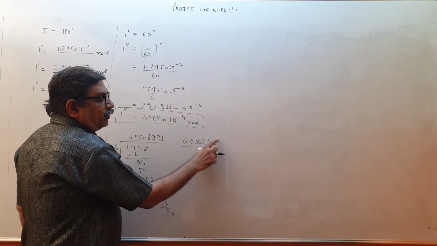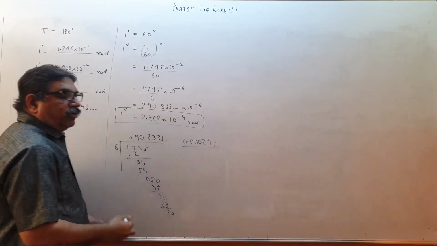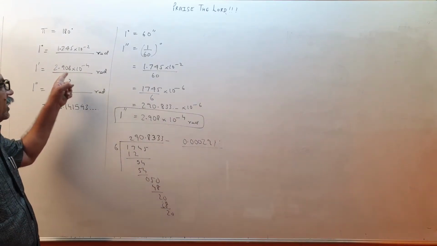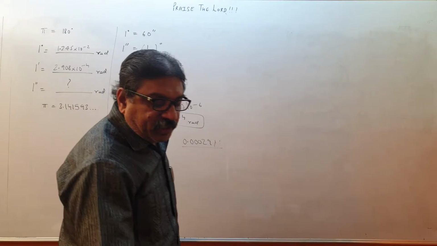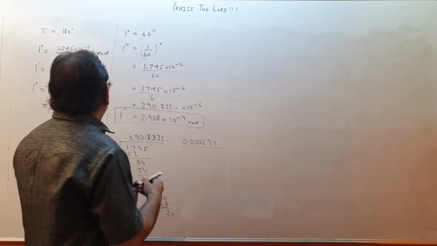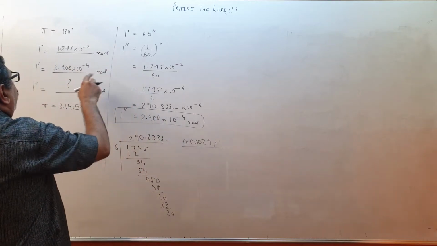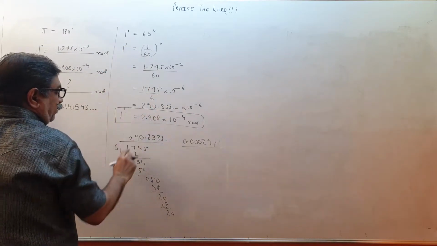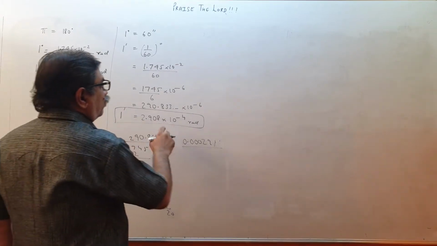It doesn't matter if I reduce this and make it 1. It won't affect too much. Therefore, sometimes we write it as 2.91 also instead of 2.908. So that is okay. That should not create too much of controversy. So this was about 1 minute. 1 second. We got this. 1 minute. Very sorry, children. 1 minute. So 1 minute is so many radians.